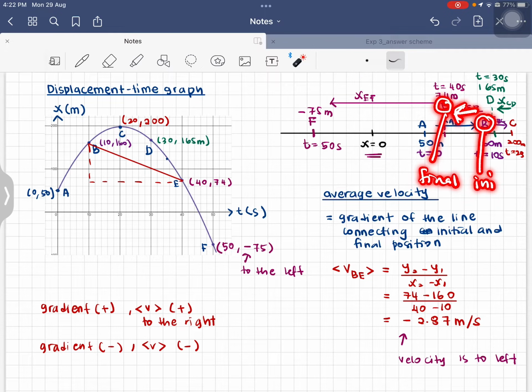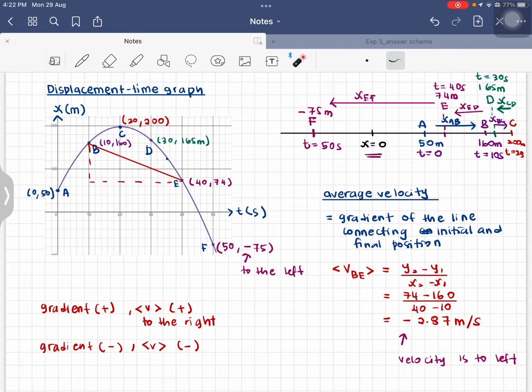Ini kita nak cari dia punya average. So average kita ambil yang final lah, yang displacement bahagi dengan time. So displacement antara B dengan E adalah this part sahaja. So dia ke kiri. That's why you got it as negative.